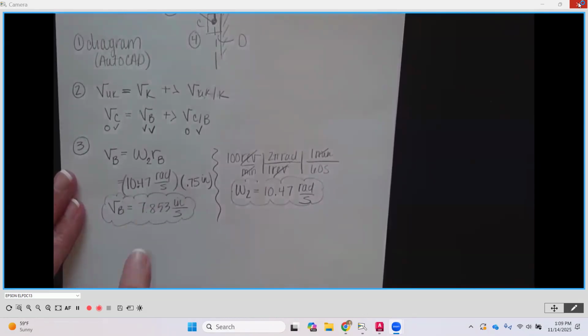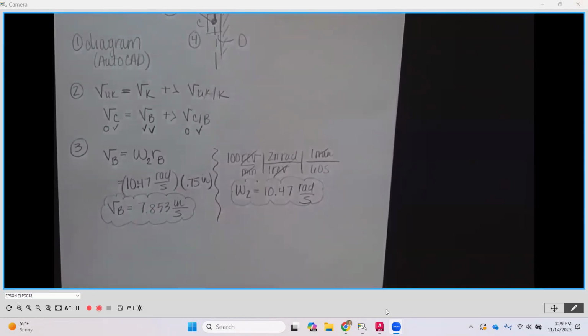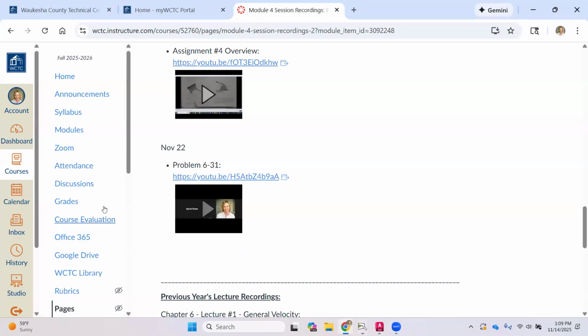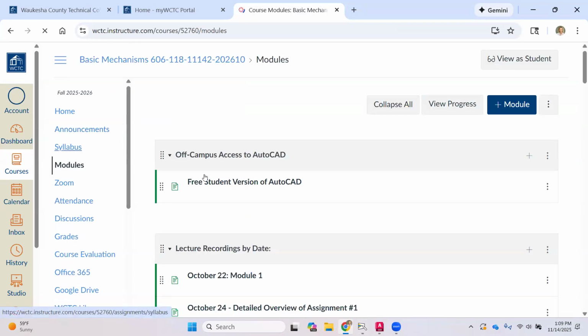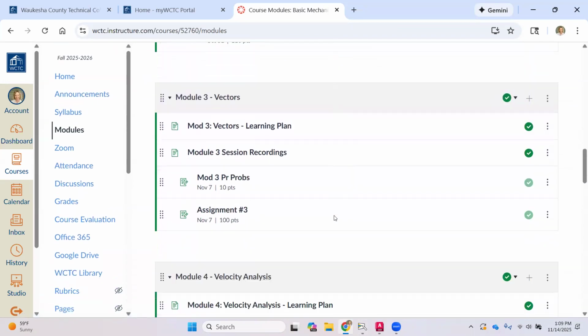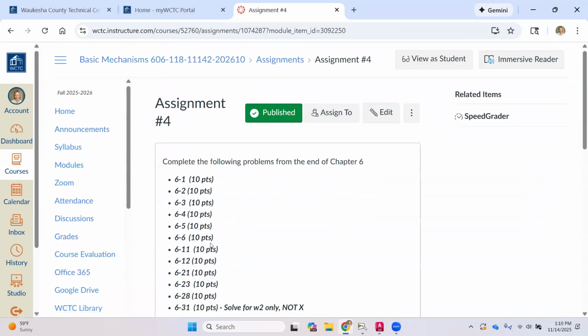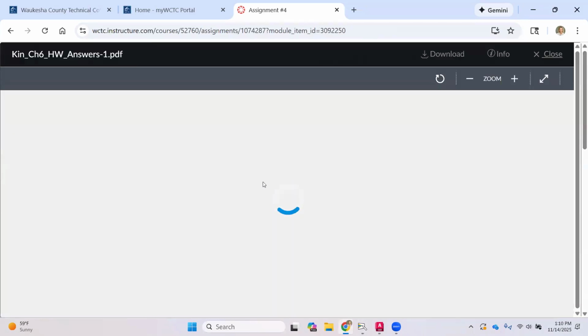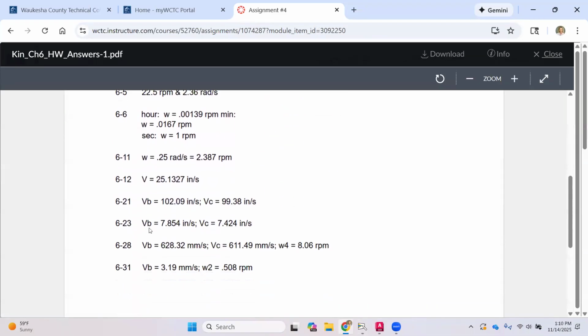And again, a little caution on this one. This is not a final answer, but if we look back at our answer key, and this was what I was referring to earlier, if we go back to our module 4 and we go to assignment number 4, we go to problem answers and we go to 23, 7.854. Okay, we got 7.853 inches per second as our number. So we're going to continue with the 7.853, but we know that we're on the right track to keep going. And it is a good idea to verify that before we move on.